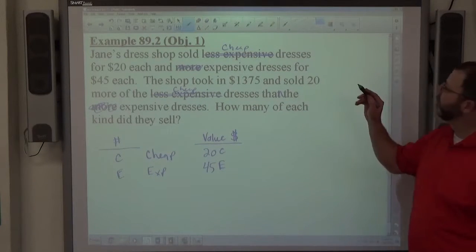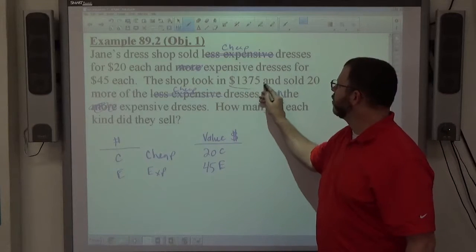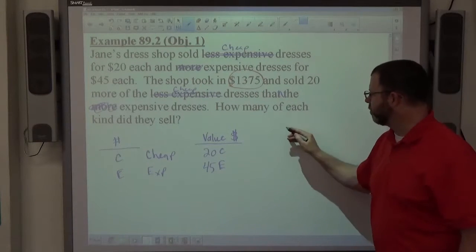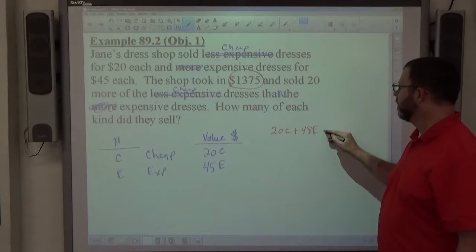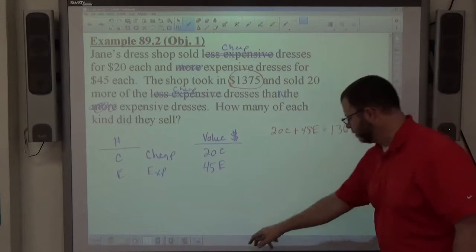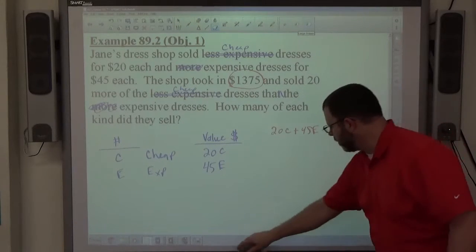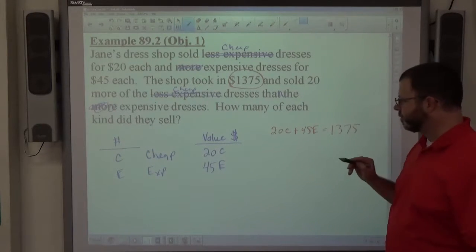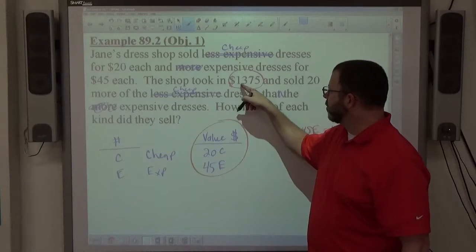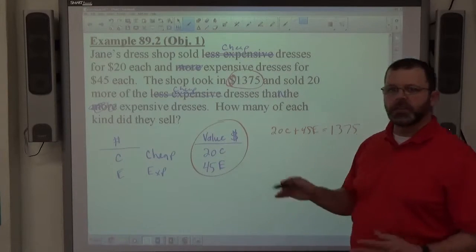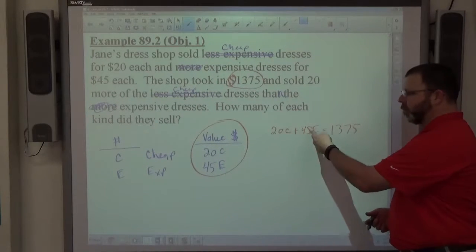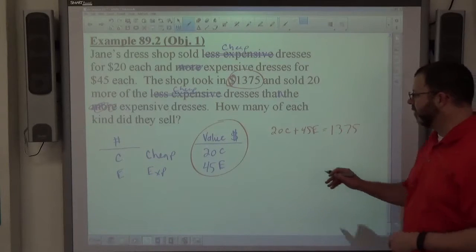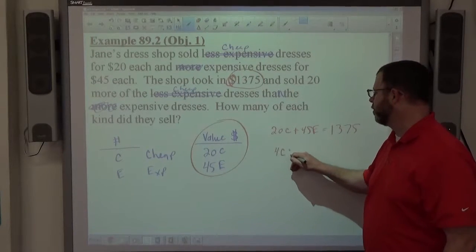And if we take a look at the two facts they give us, fact number 1, they took in $1,375, which means 20C plus 45E is equal to $1,375. Helps to write down the number. Using the value variables, because that's about value, it's in dollars, everything matches up, so we don't have to do any conversions or modifications to the numbers. Just like the last problem, 20 and 45 and 1375 all divide by 5 evenly. Not a requirement, but it makes the problem easier to do. I'd recommend it.